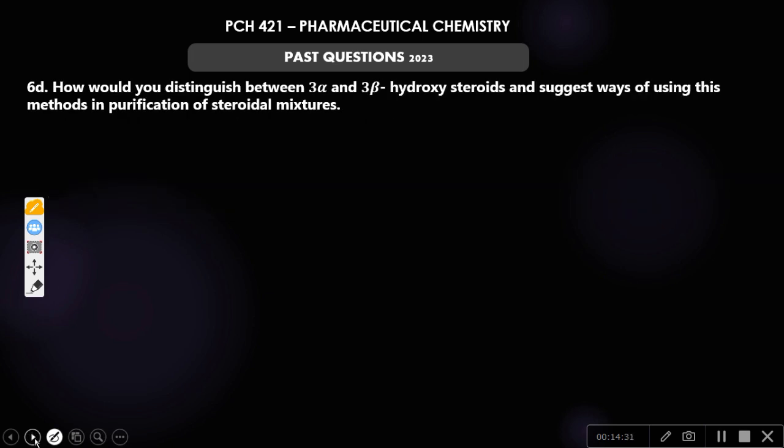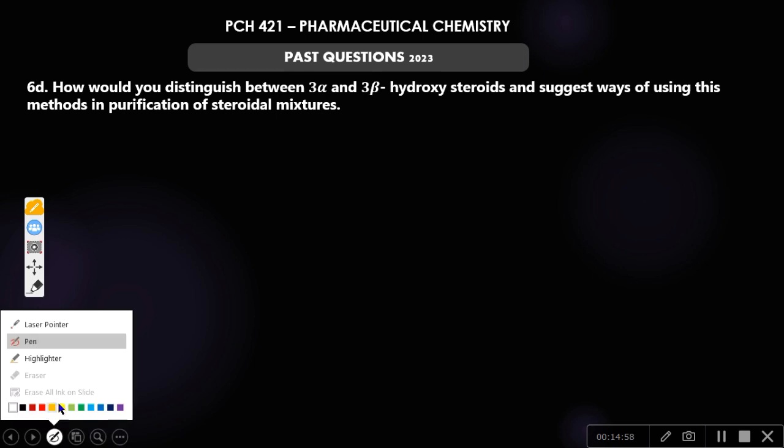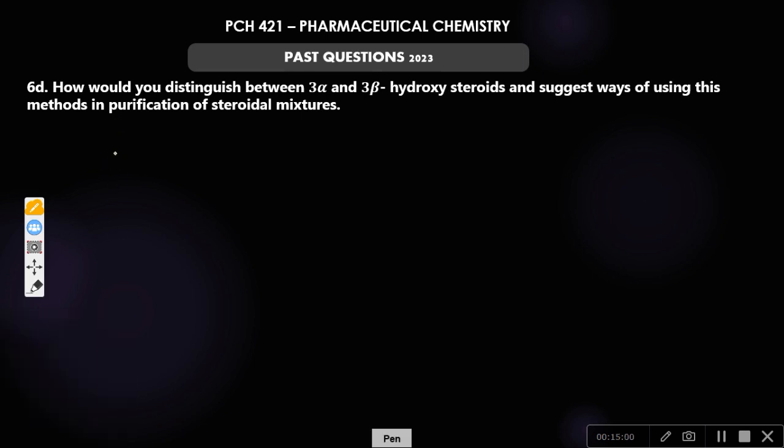Now, how would you distinguish 3 alpha and 3 beta hydroxy steroid? Suggest a way of using this method in purification of steroidal mixture. We've actually answered this before. We said in order to distinguish between the 3 alpha and 3 beta, what do you do? You react it with what? Digitonin complex. Is that okay? React it with digitonin.